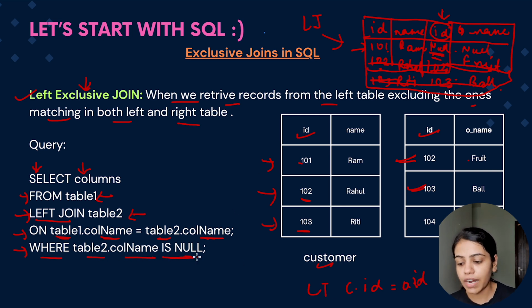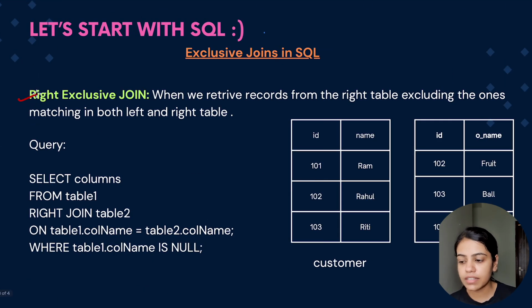Whenever we provide is null, it will only return this row and eliminate all the matching rows, because whenever there is a matching row, there wouldn't be any null value. When would it be a null value? Whenever we don't find any matching row. That is why with the left join query, we write a where condition which helps us remove the matched rows between the left table and the right table.